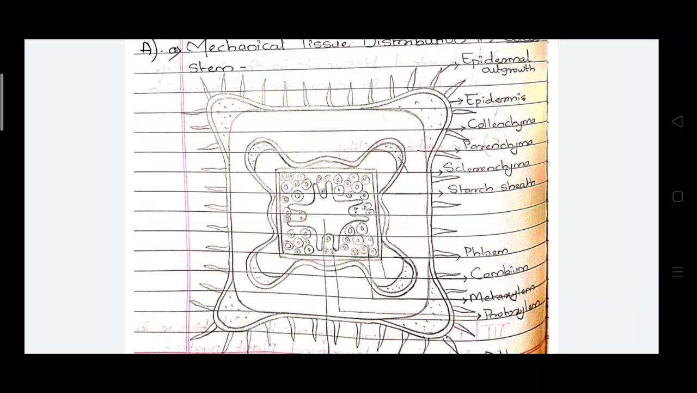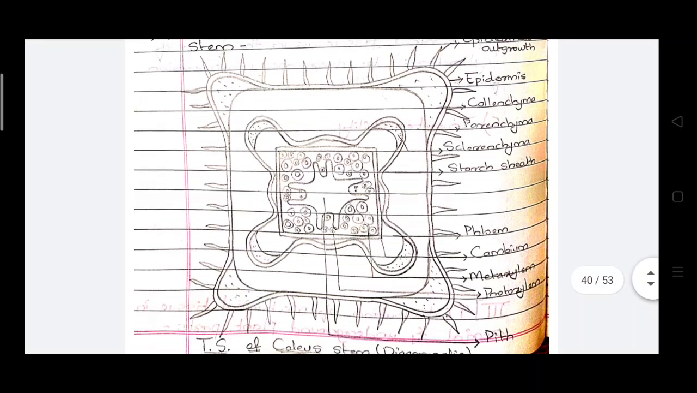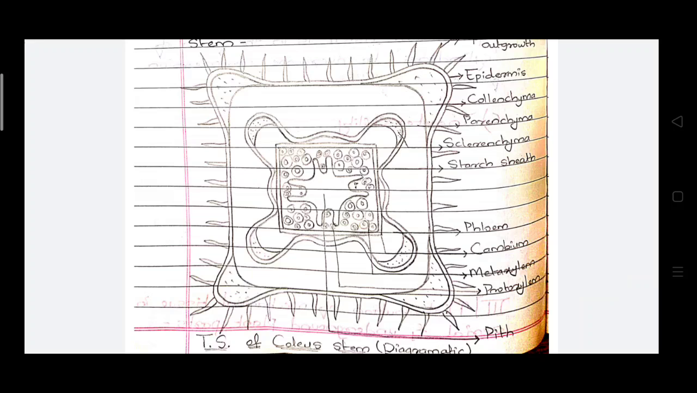Then at the center there is another outline. On that, at the four corners, there are the sclerenchyma cells present. Then next to this sclerenchyma there is the starch sheath. Phloem patches are also observed at the four corners.